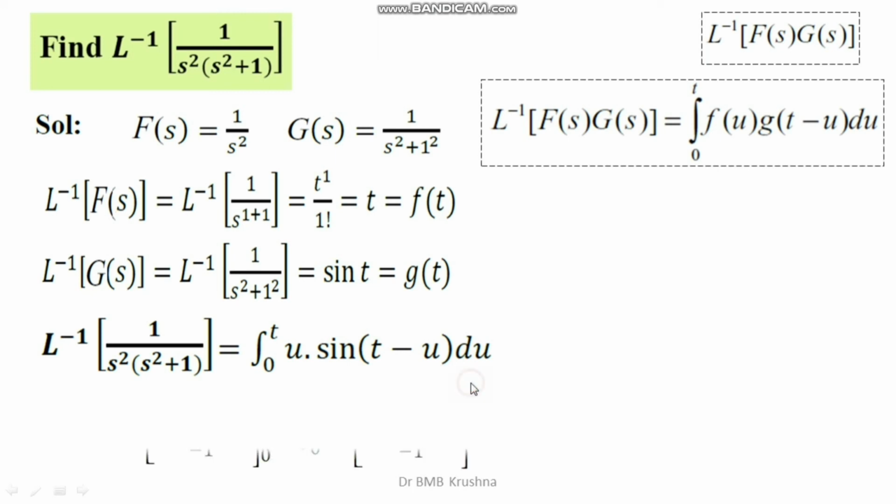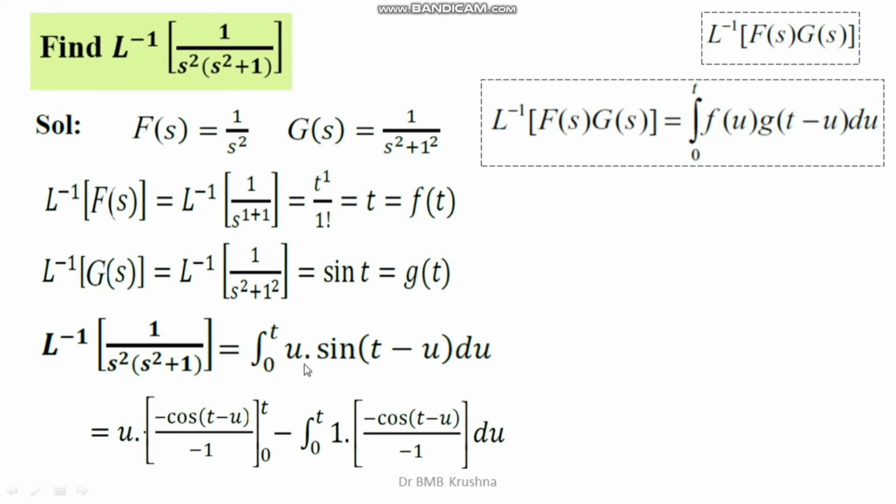Now we can apply integration by parts. According to the ILATE rule, the first function is u, and the second function is sin of t minus u. U times the integration of sin, that is negative cos of t minus u by negative 1, with the limits between 0 and t for u, minus the integral 0 to t of the derivative of u with respect to u, 1, and sin of t minus u, whose integration will be minus cos of t minus u by minus 1, and integrate with respect to u.